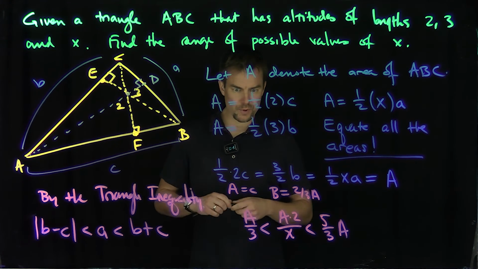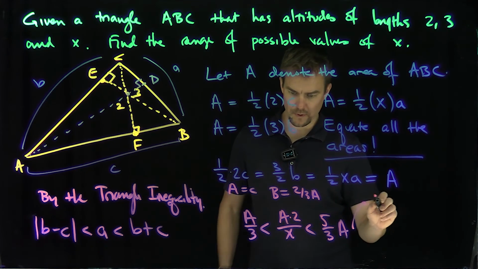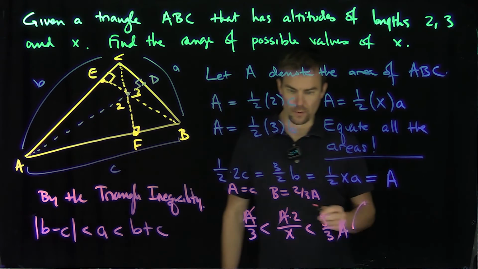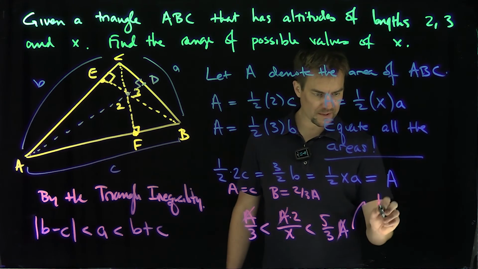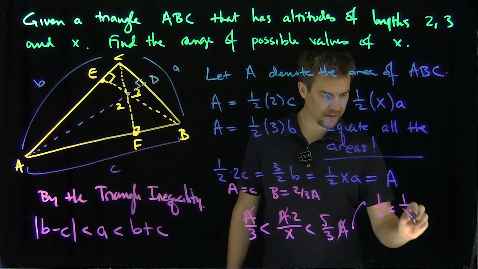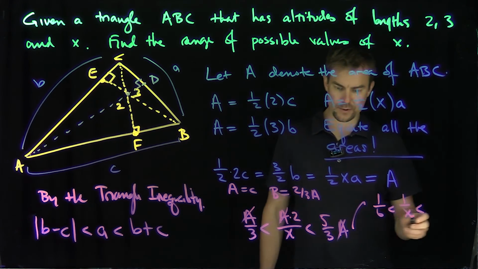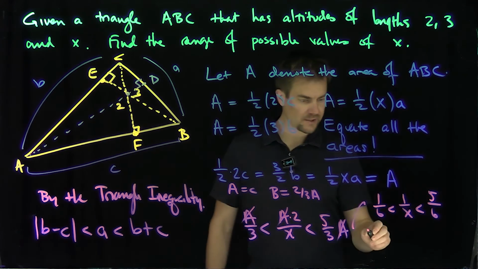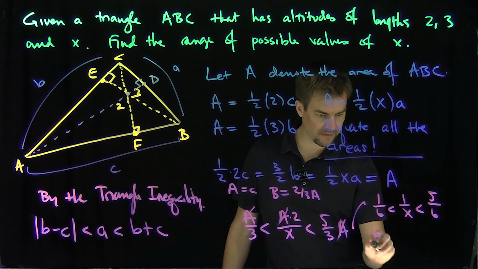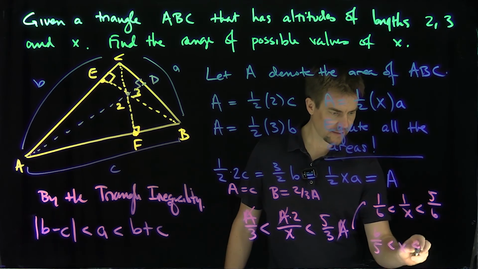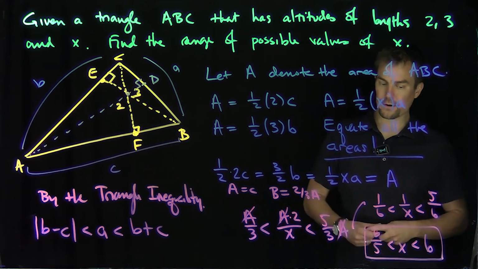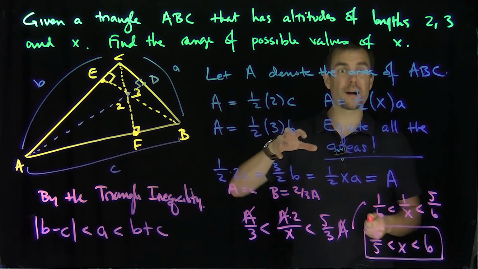And so now we divide by 2, and cancel out the area because it is positive. Therefore 1/6 is less than 1 over x is less than, if I divide by 2, 5/6. So take the reciprocal and conclude that 6/5 is less than x is less than 6. And so that is the range of the third altitude if two of the altitudes are known.